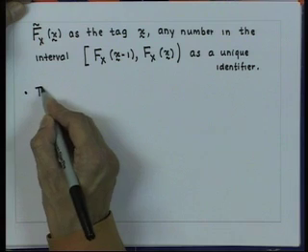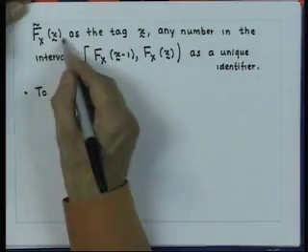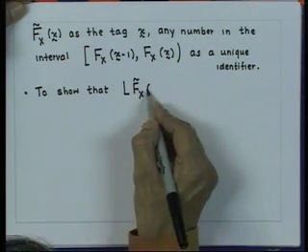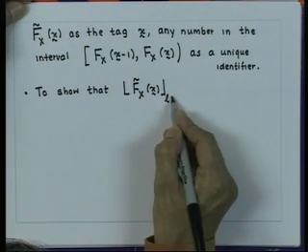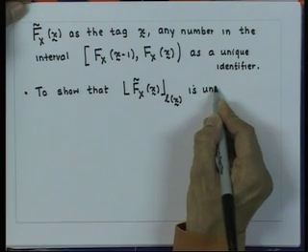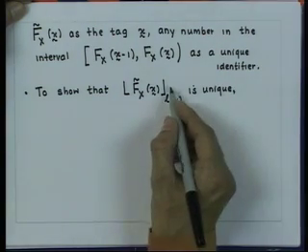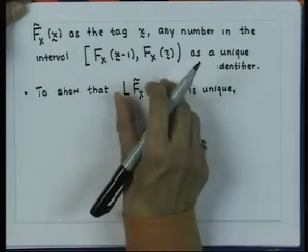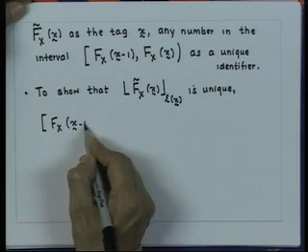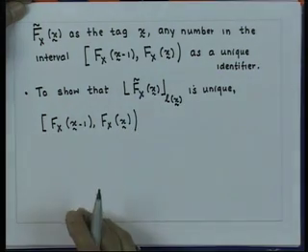Now, to show that when we truncate this tag to the length L(x), which is indicated by this, it is unique, we need to only show that this truncated term is contained in the interval given by this.